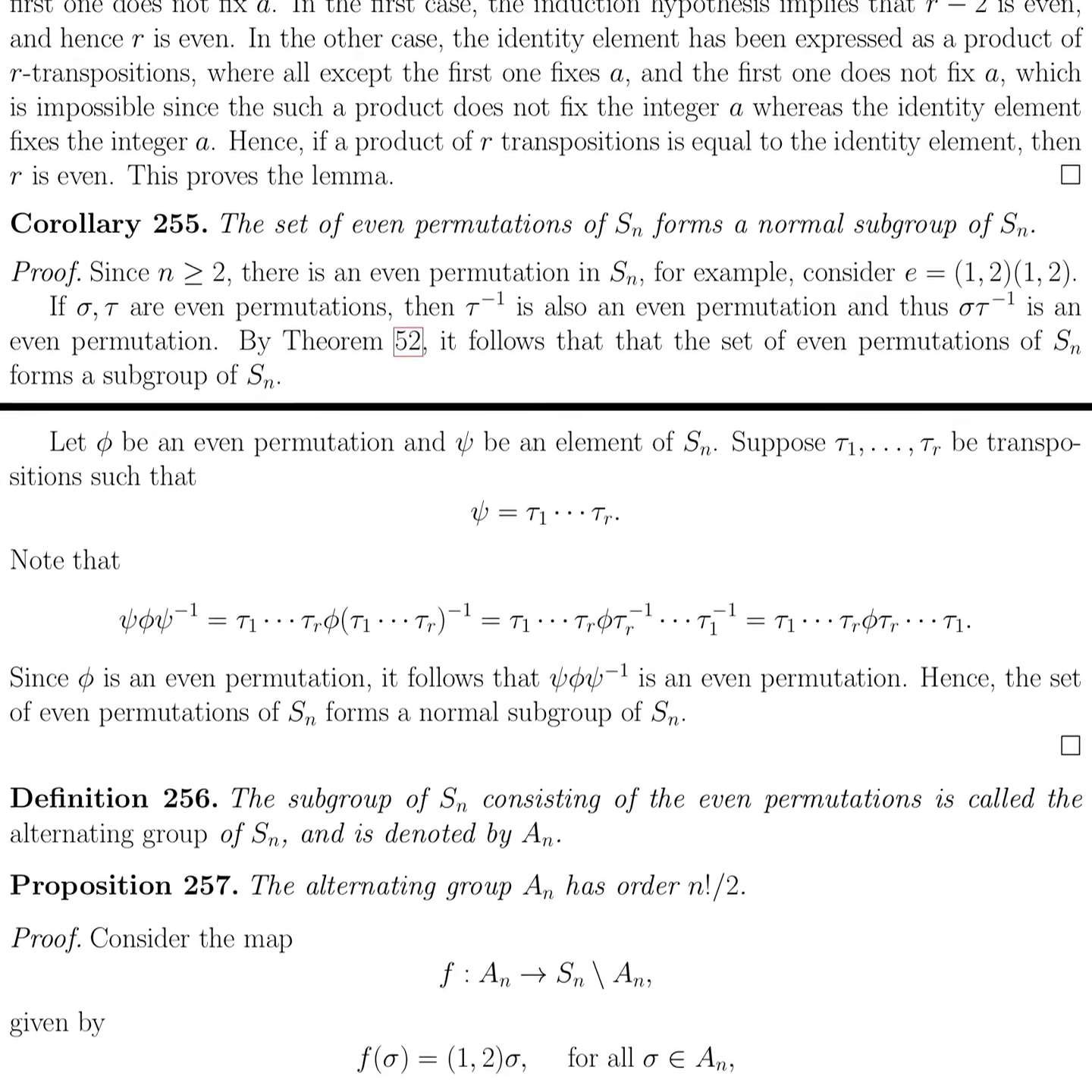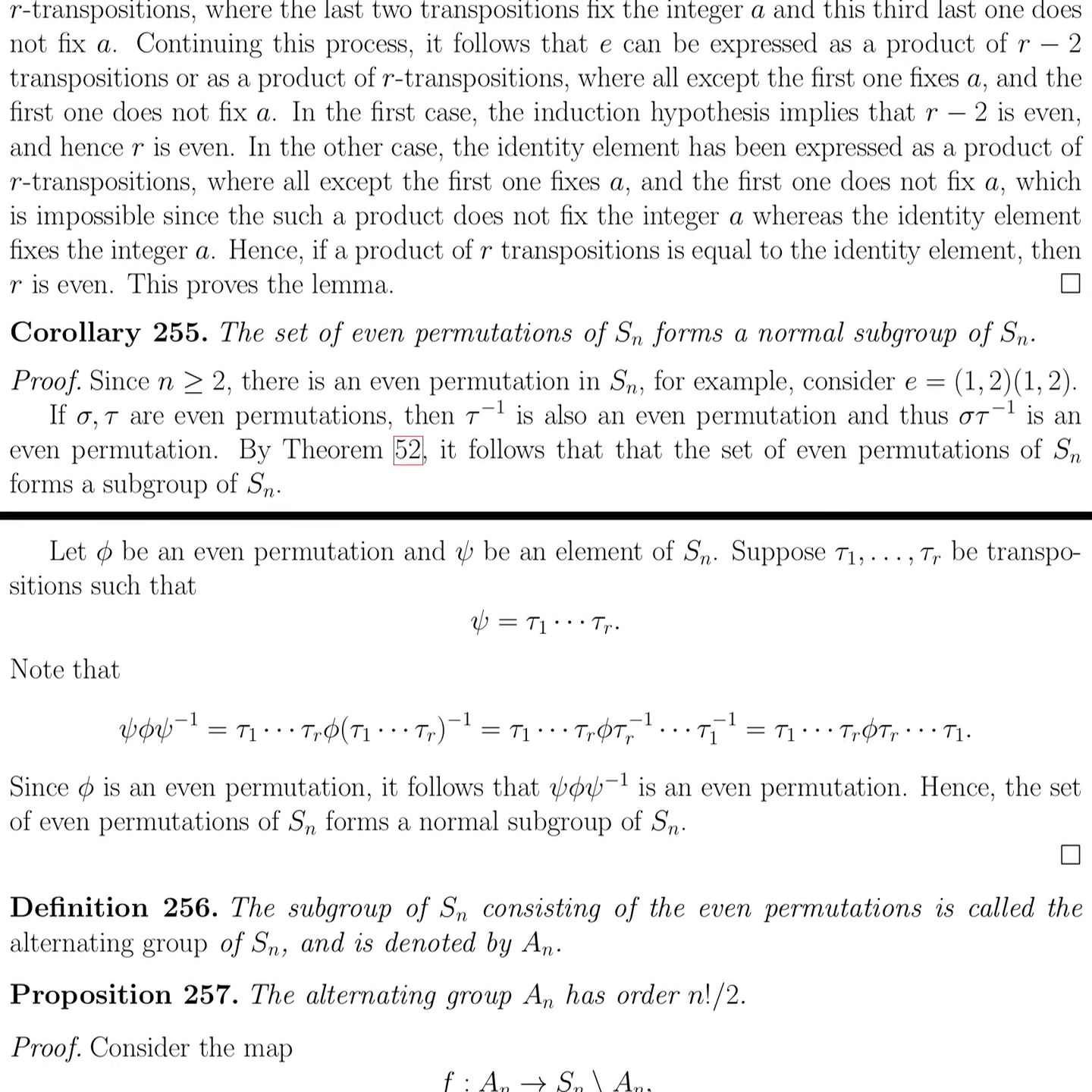This again follows from a straightforward computation. Let's see. So we start with an even permutation of Sn. For example, the identity permutation is even. That can be expressed as (1 2) times (1 2). And now if you take two even permutations, sigma and tau, then tau inverse is definitely an even permutation, and sigma times tau inverse is also an even permutation. So it follows immediately that the set of even permutations of Sn forms a subgroup of Sn.